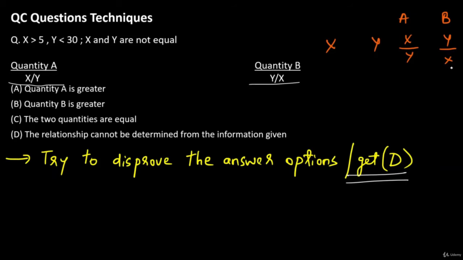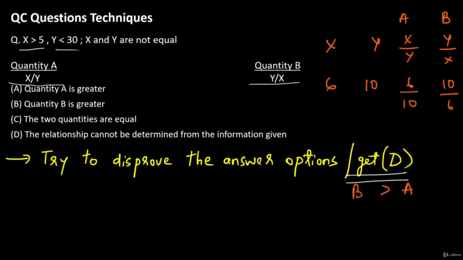Now let's take some numbers. If I take x as 6 and y as 10, is the condition satisfied? Yes, x is greater than 5 and y is less than 30, right? Now, what about quantity A and B? Quantity A is 6 by 10 and quantity B is 10 by 6. So clearly B is greater than A.